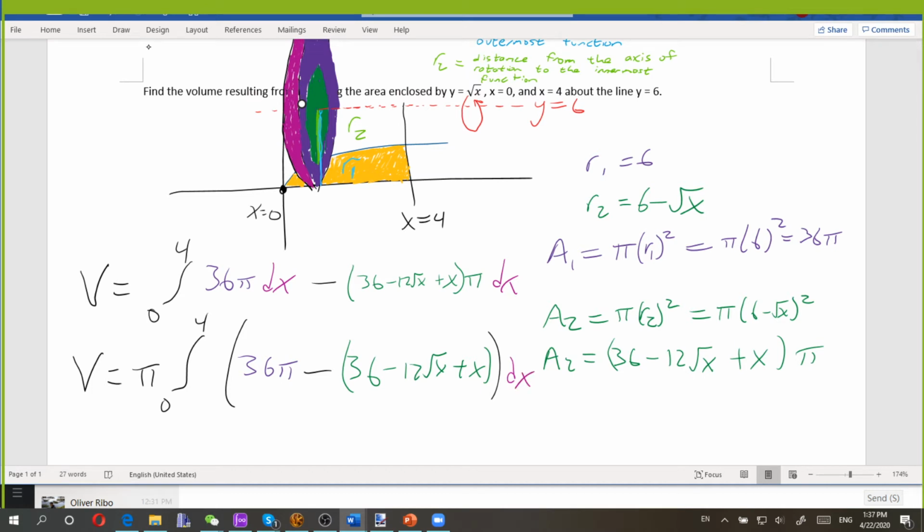So I factored out my dx. That tells me what variable I'm integrating in terms of. I'm integrating in terms of x. I factored out my pi because I had one constant pi in both terms. And this is really r1 squared minus r2 squared from a start point to an end point, which actually works for our general formula.